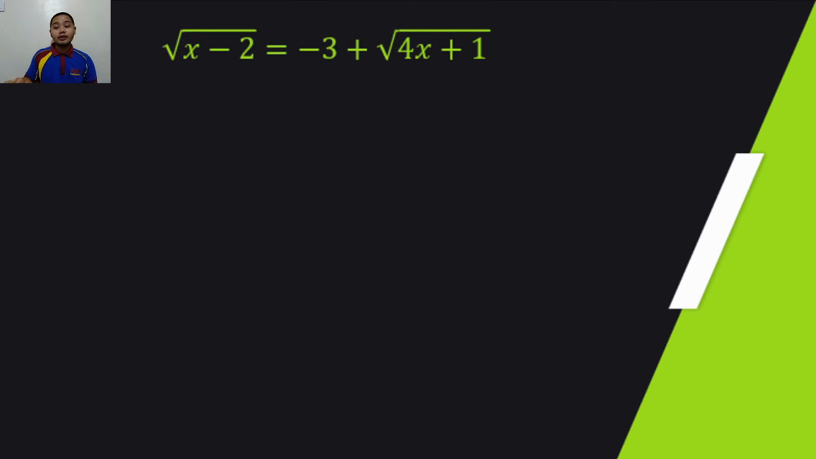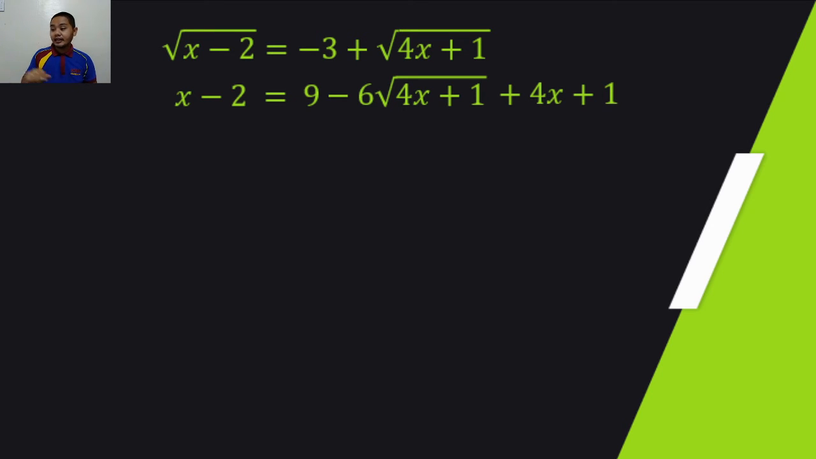Squaring both sides of the equation, so syempre, yung nasa left side, x minus 2 na lang yan. Yung nasa right side naman, square ang binomial. So in that case, yung square ng first term, that will be 9. Yung square ng second term, syempre, that will be 4x plus 1. Yung middle term, multiply the two terms and then double it. So makukuha natin doon is negative 6 square root of 4x plus 1.